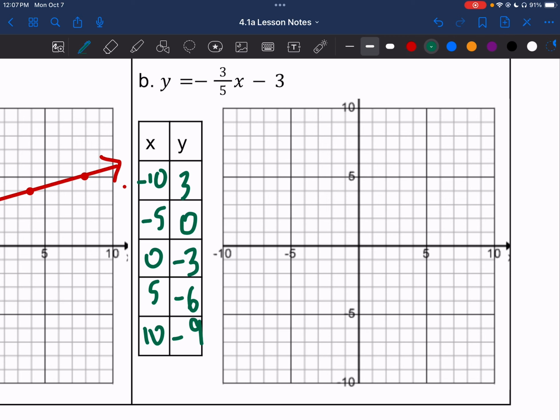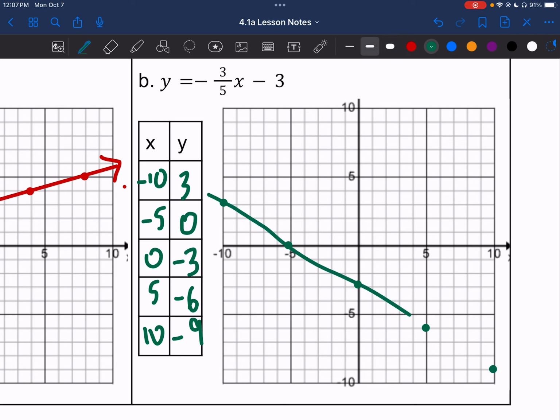All right, so now we graph these points. We have negative 10, positive 3. We have negative 5, 0. We have 0, negative 3. We have 5, negative 6. And we have 10, negative 9.